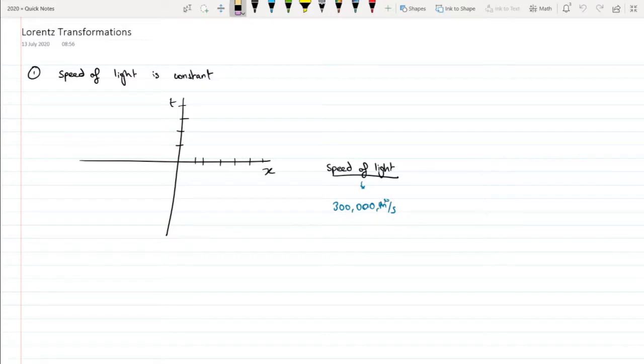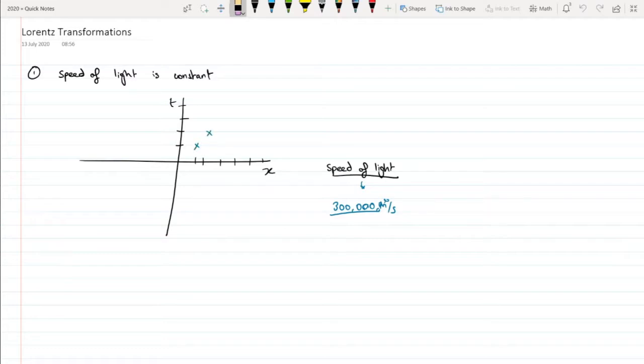So if we have light and we know that it travels this many meters in 1 second, we could say that this particular unit is 3 into 10 to the power 8. So that's one line in my grid. 2 lines on my grid would be 6 into 10 to the power 8. 3 would be 9 into 10 to the power 8, right? That's fairly intuitive. What this means is that in 1 second, light gets here.